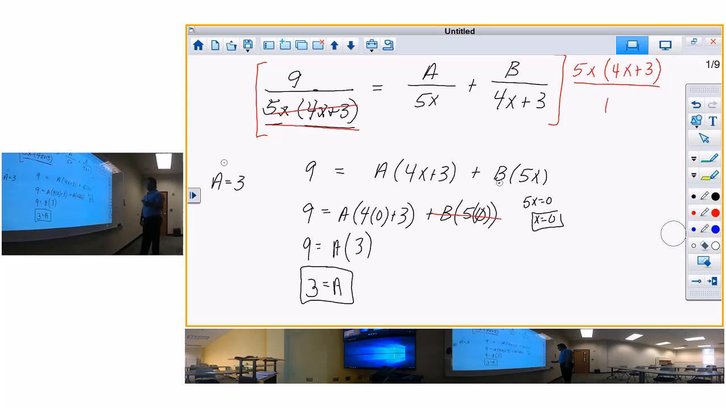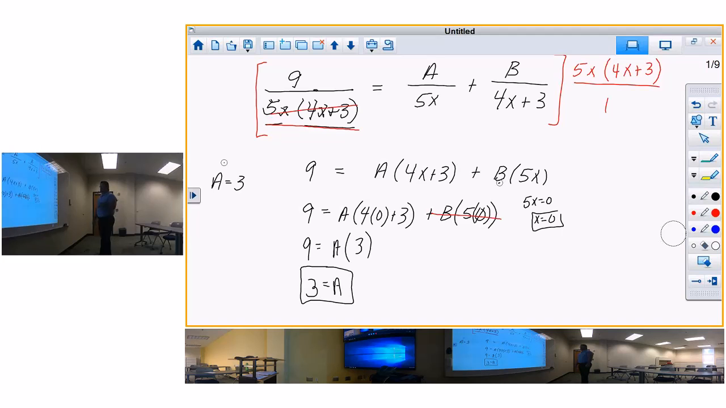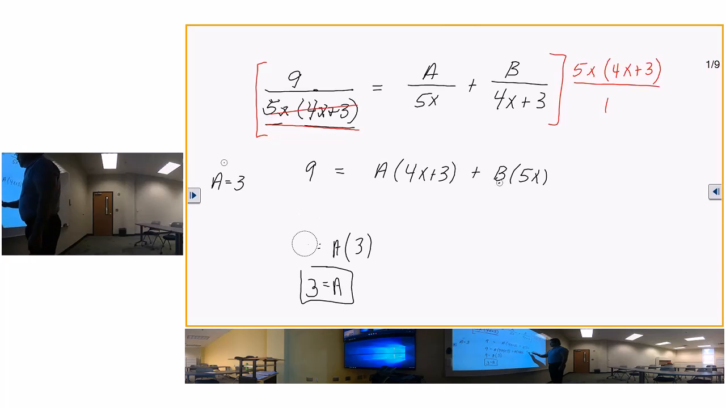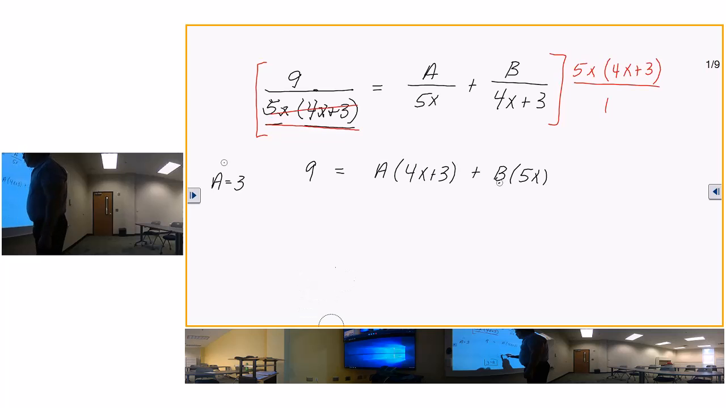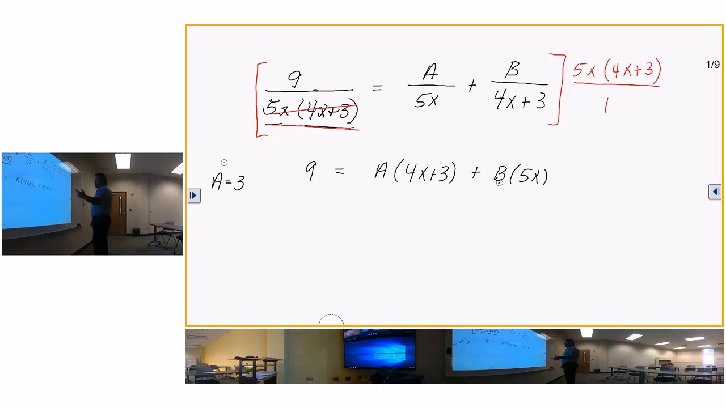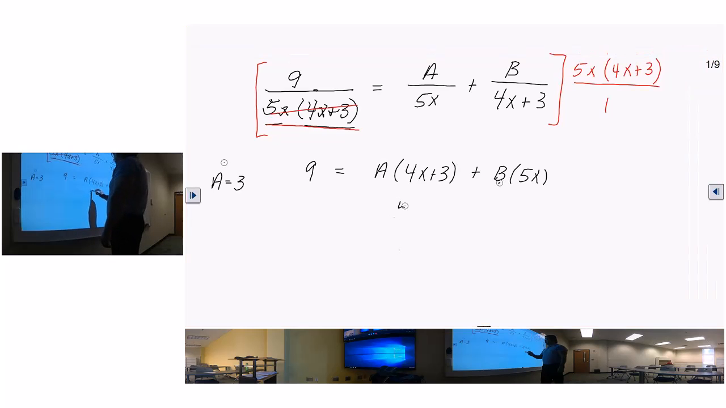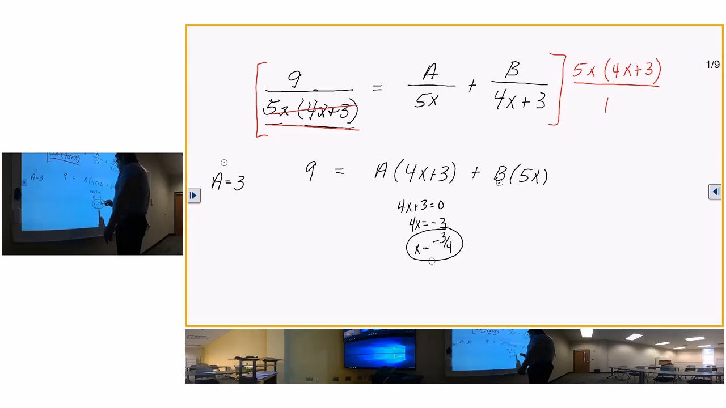Alright? Now once I do that part, I'm going to go back and erase all of that. So if you need to pause the video, pause it now so you can write down what I did. But I'm going to go ahead and erase it. Now I'm going to plug in 0 for the A part. Okay, well 4x plus 3 is equal to 0. 4x is equal to negative 3. X is equal to negative 3/4. Well, if x is equal to negative 3/4, I know if I plug in negative 3/4, this term is going to go out.